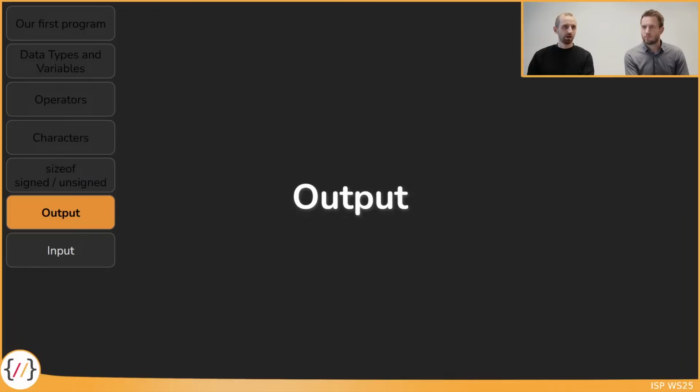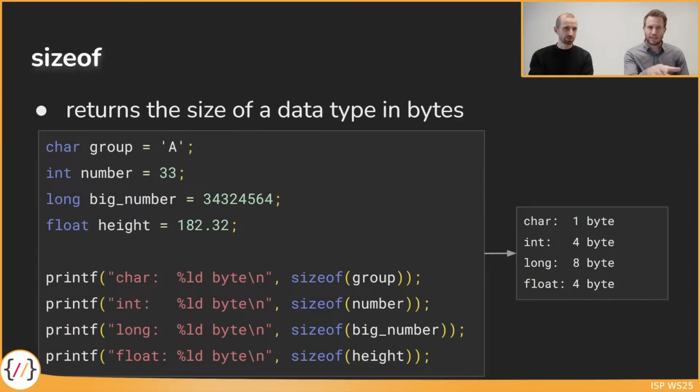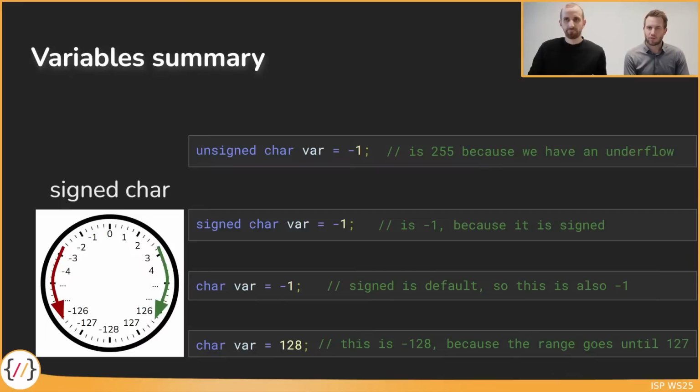Okay. Have you spotted any questions? Yes, there's one question about the previous example. Maybe we could go back one slide. About the last one, the question is whether the last one is not a signed character. Yes, it is a signed character. Signed is the default. So if you do not write signed or unsigned here, it's always signed. If you want an unsigned one, you have to declare it as unsigned character.